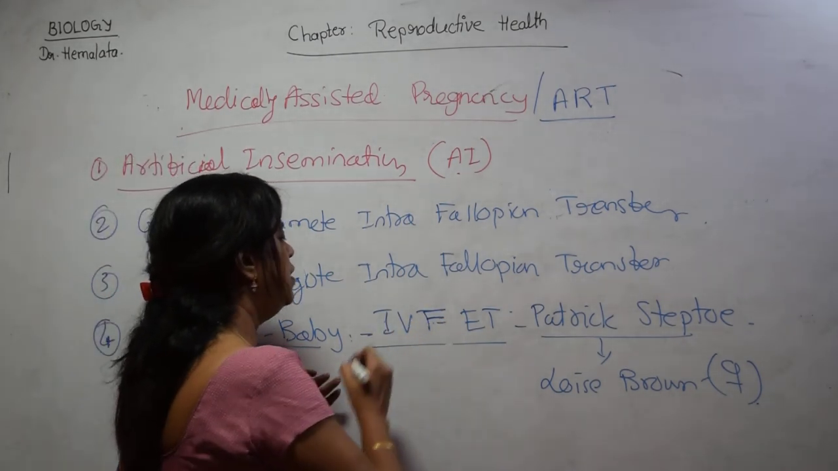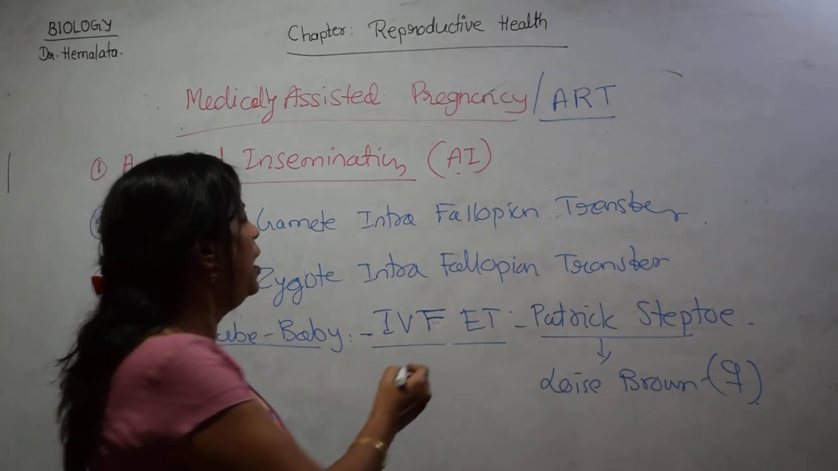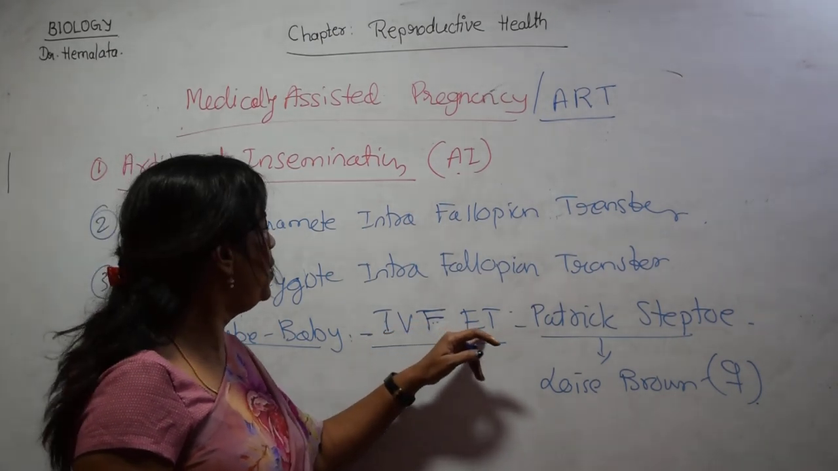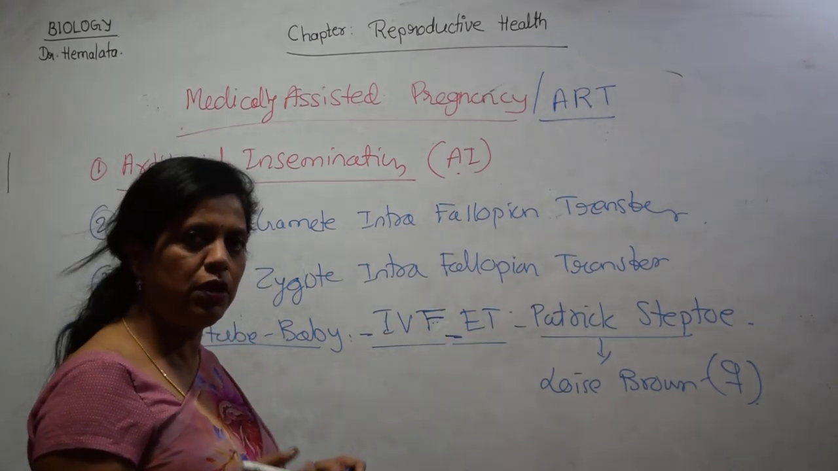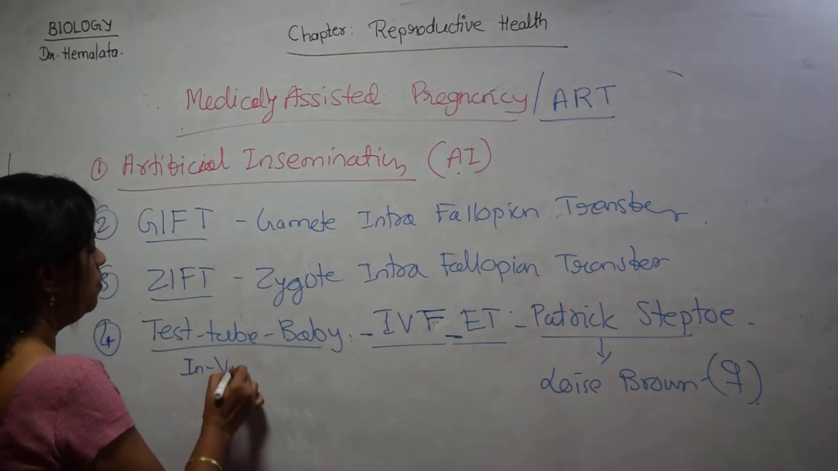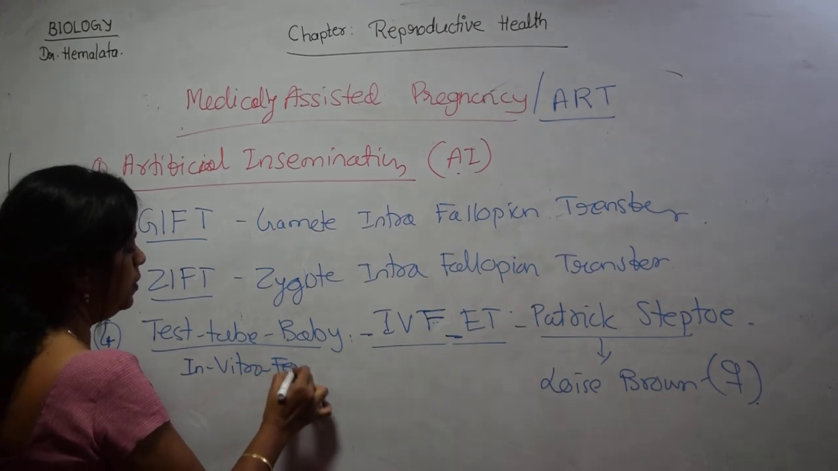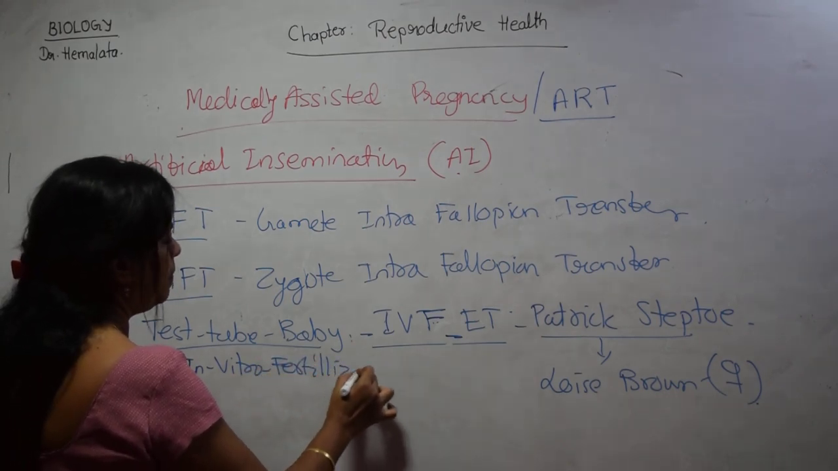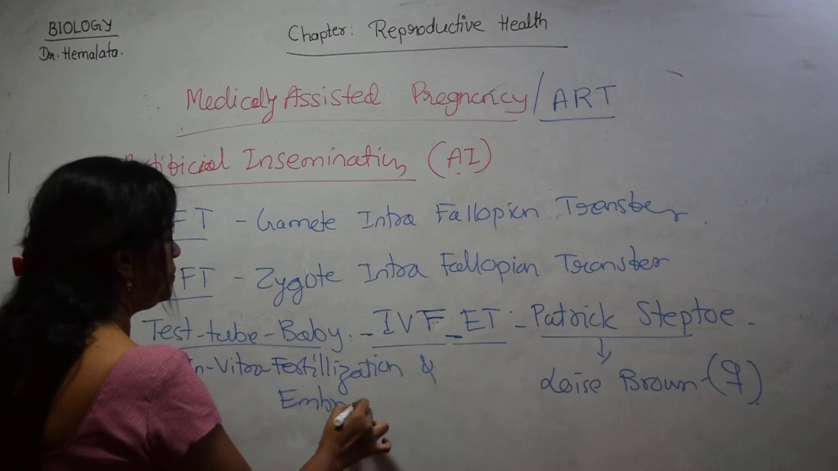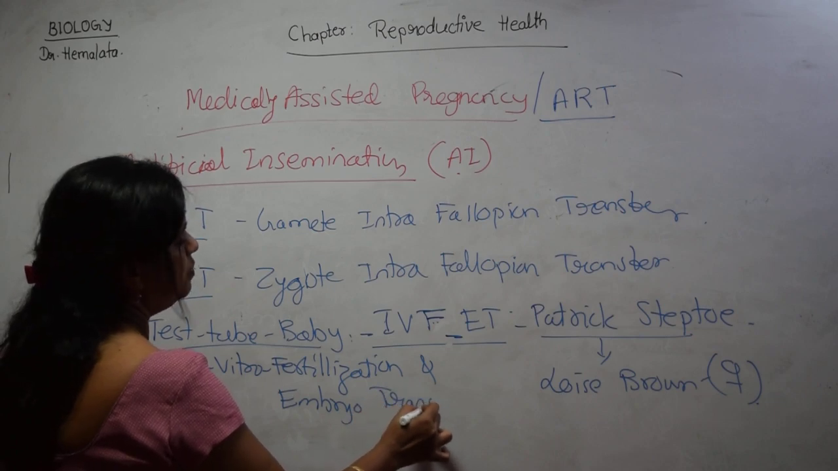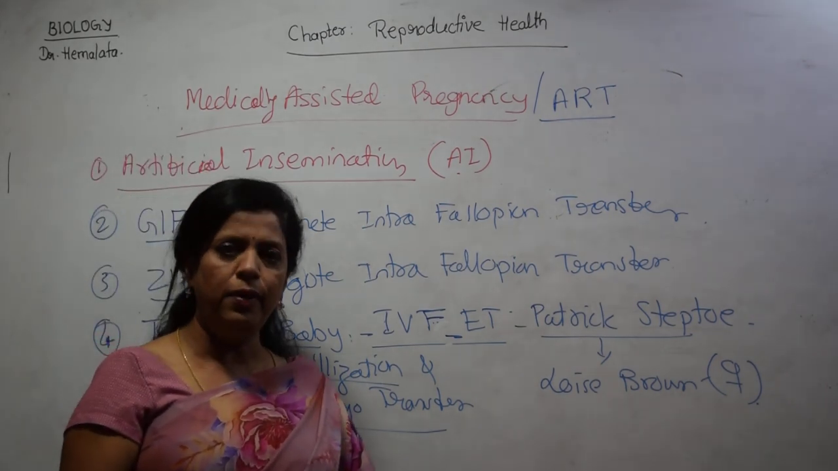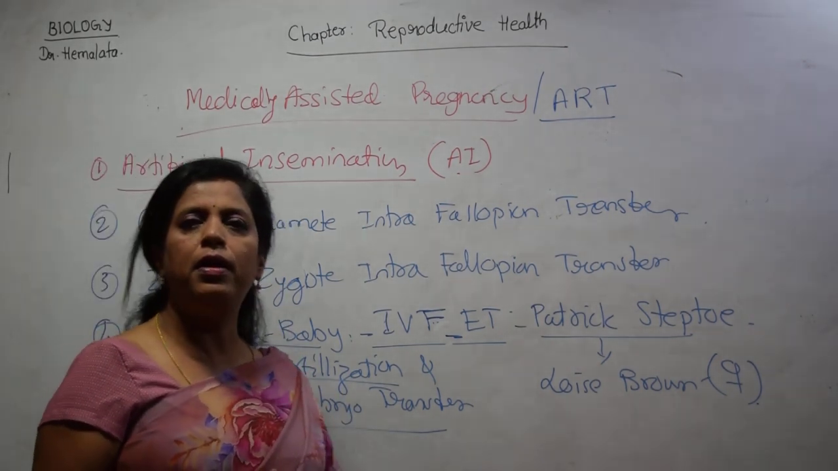But normally, test tube baby or IVF refers to in vitro fertilization. IVF, in vitro fertilization and embryo transfer. In vitro means the fertilization takes place in the lab. The embryo is transferred to the mother's womb for further development. So IVF ET, they will ask you the long form: in vitro fertilization and embryo transfer.